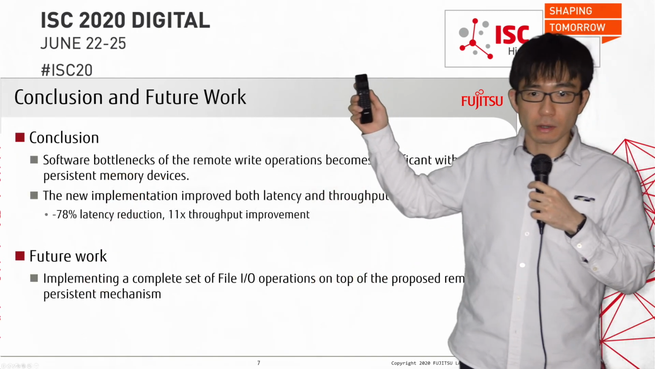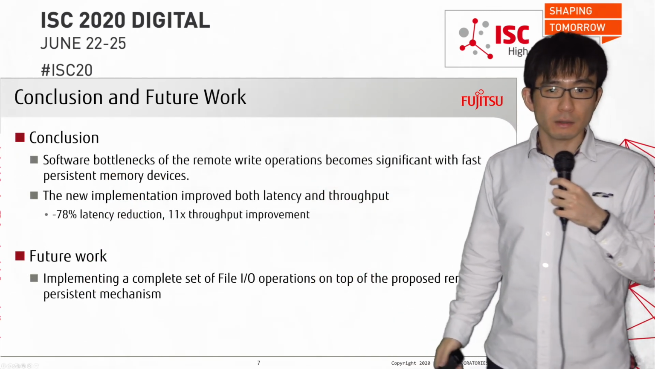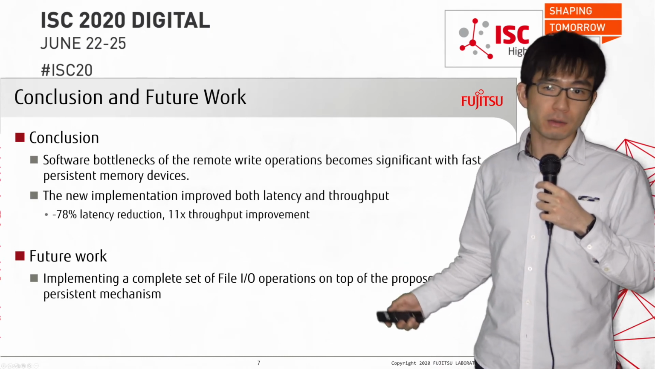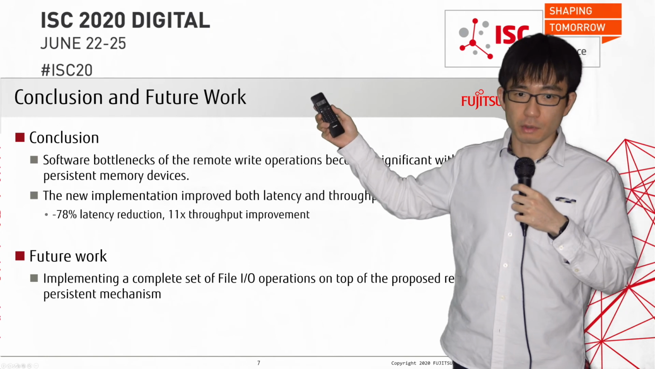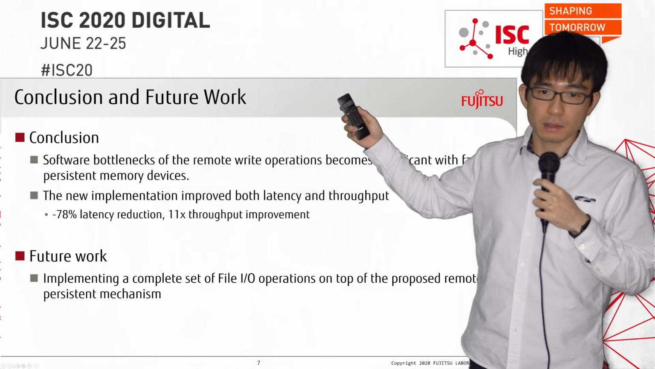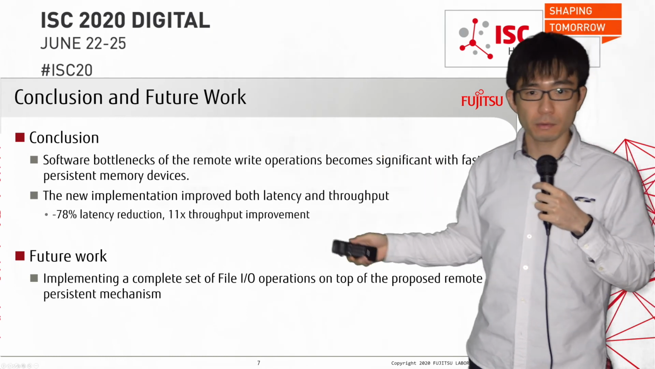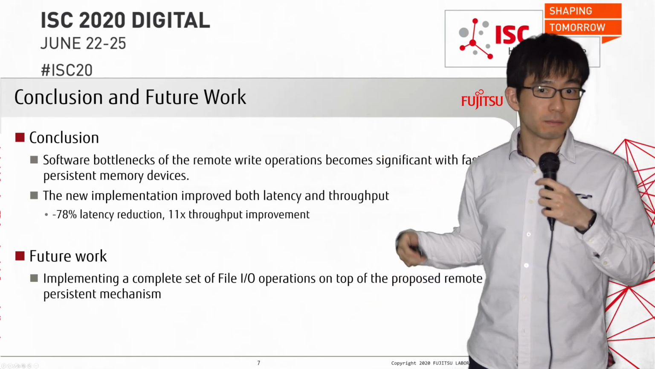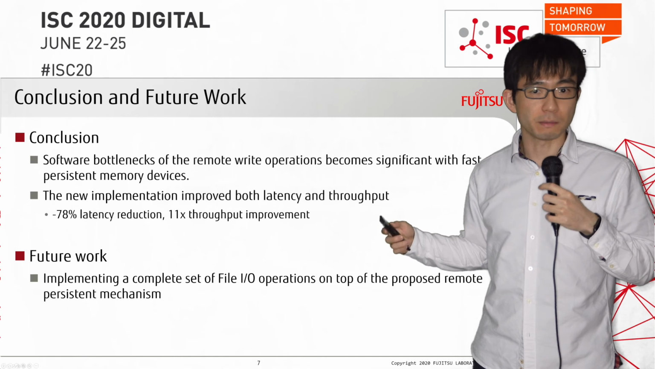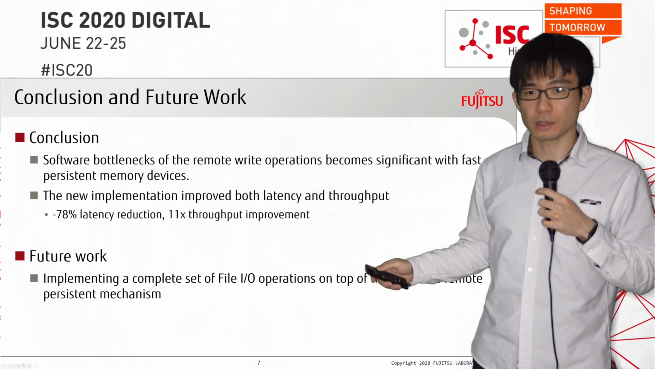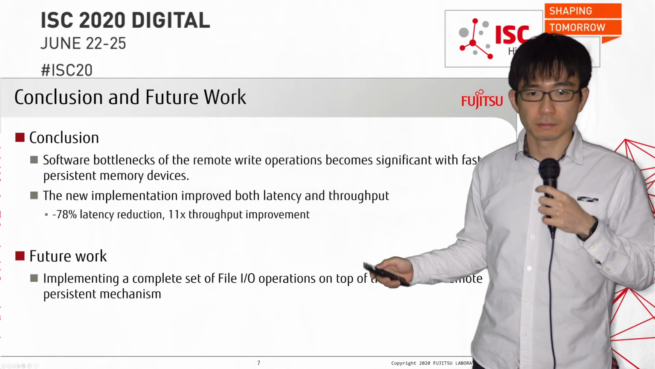Here is the conclusion and the future work of this poster. Software bottleneck of remote write operations becomes the dominant part of the system with persistent memory devices. The new persistence model improves both latency and throughput. Future work is implementing a complete set of file I/O operations of a parallel file system on top of the new model to demonstrate the real benefit.